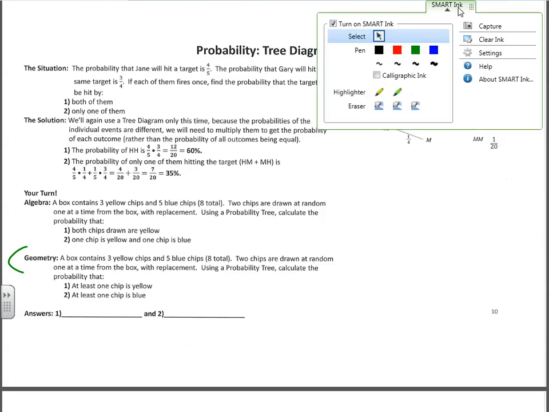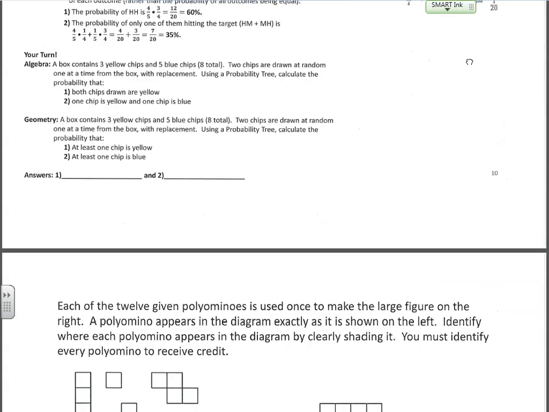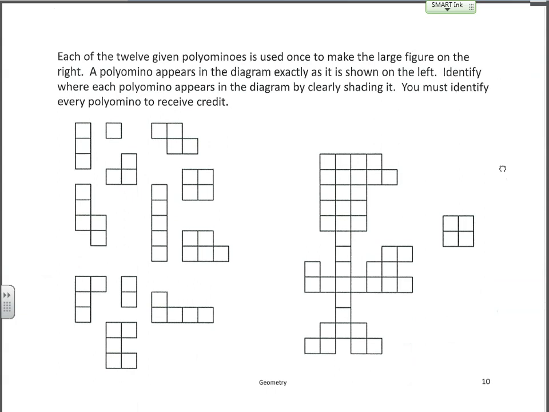Then we move on to our, and again, I should say, please write your geometry answers in your geometry packet and your algebra answers in your algebra packet so I know where I can find them. You can do your tree in either, just tell me which one, but the answers to those questions should go in the particular packet. And lastly, we have our Polyominoes.